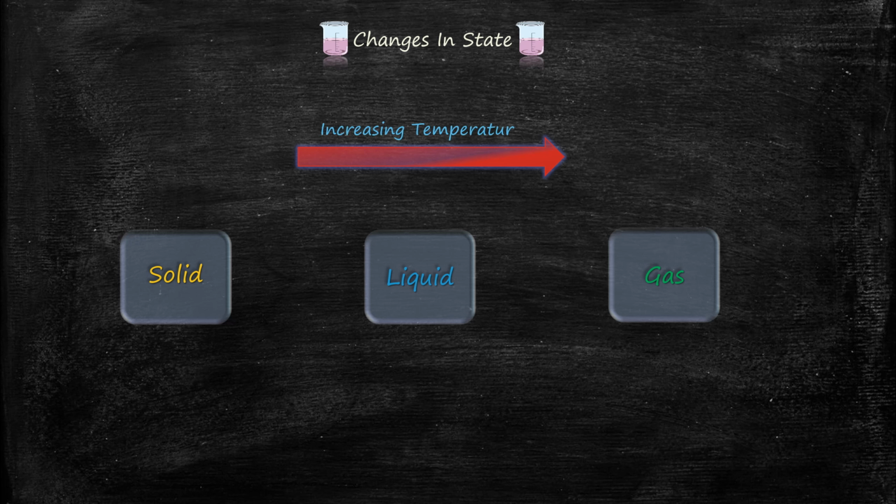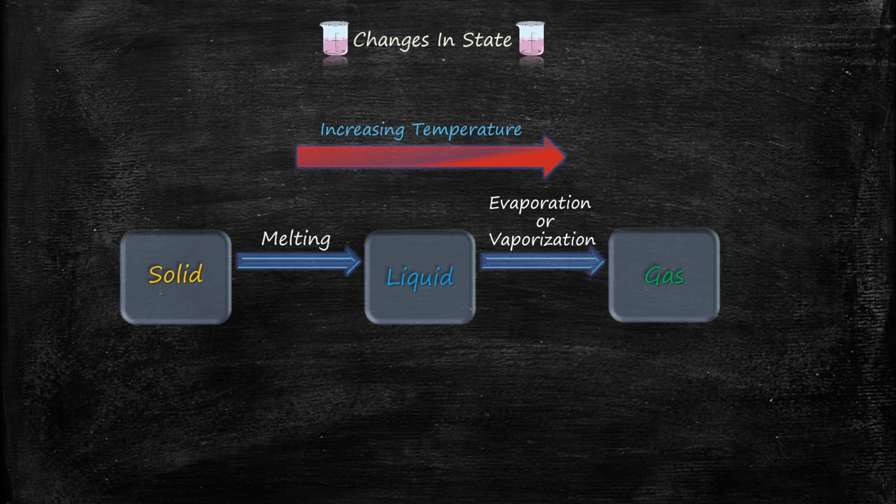Let's summarize the states of matter and the transition between them in relationship to the temperature. When we start increasing the temperature of a solid material, it will melt, producing a liquid. Let's keep increasing the temperature of that liquid. Eventually, it will evaporate and become a gas. And these are the relationships between the states of matter and increasing the temperature.